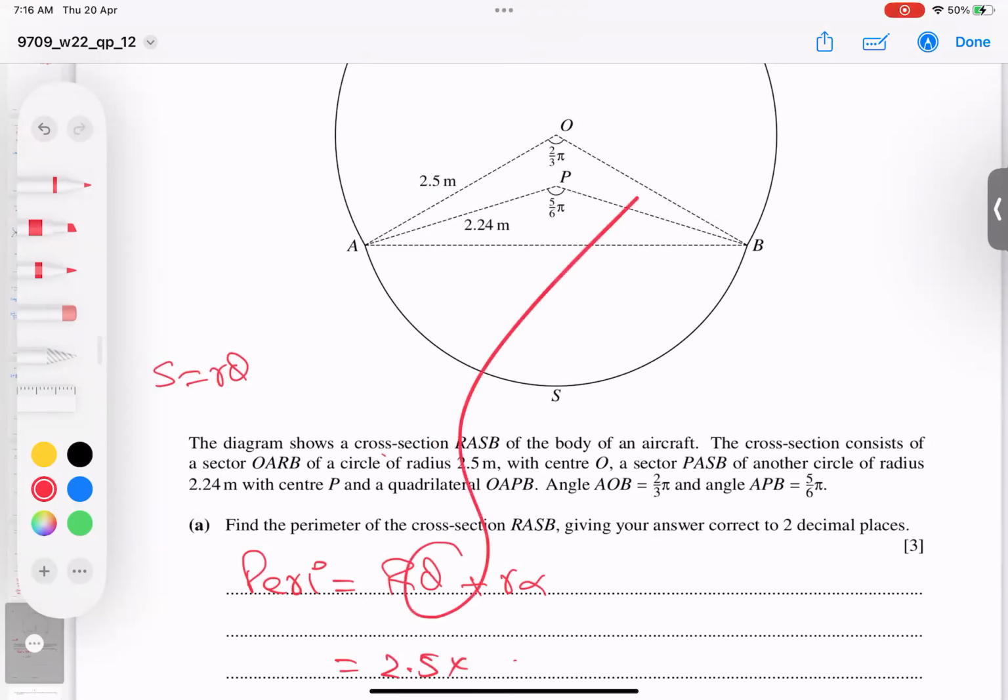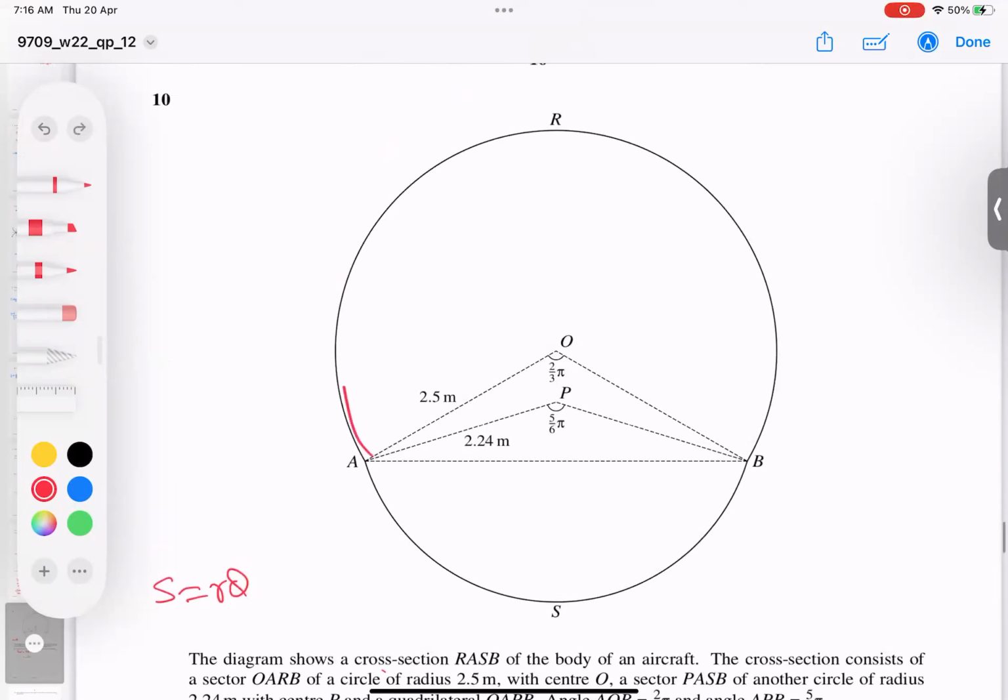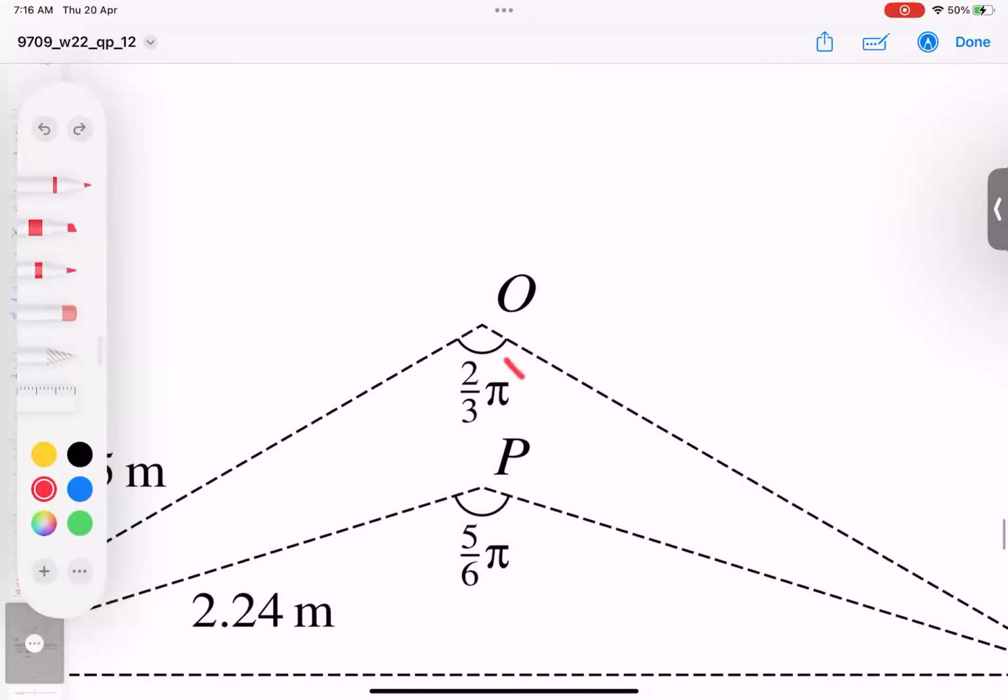Only issue left, what is this angle? Because if I'm looking for this arc length, students, I must know this angle. This is easy. How much is this angle? 2 pi by 3. How to find this angle? 2 pi minus 2 pi by 3.